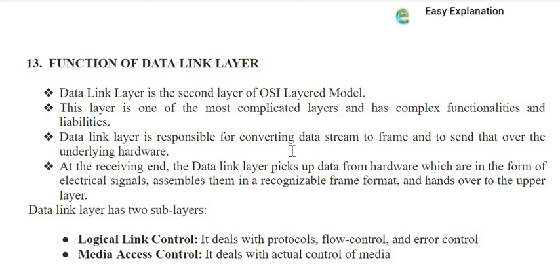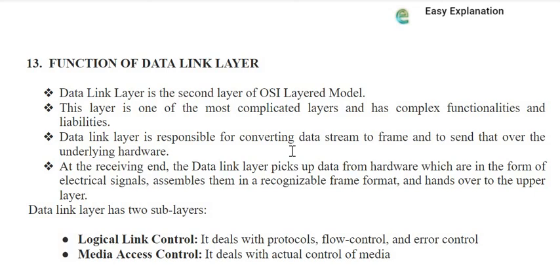Talking about the sub layers, the data link layer has 2 sub layers. One is the logical link layer, which deals with protocols, flow control, and error control. The other sub layer is the media access layer, which deals with actual control of media. What is media? It means the channel. If data is traveling through a channel, how does it travel? If some other data comes, then what happens? If 2 data try to access the media at the same time, then what happens? It deals with those problems.